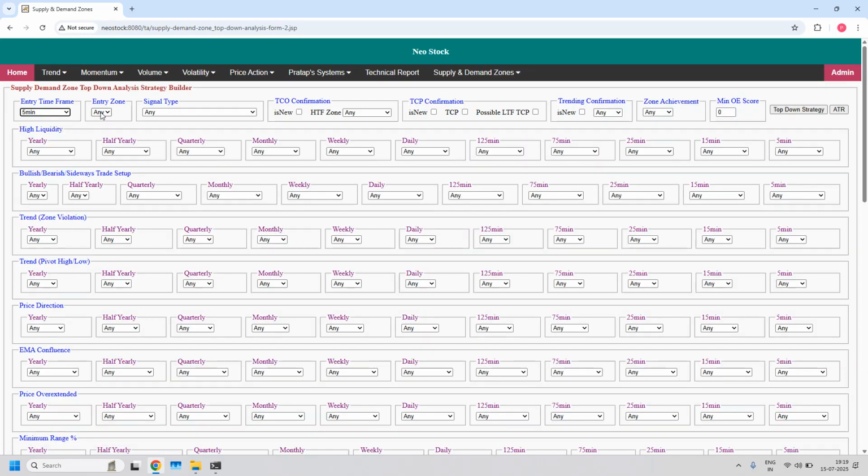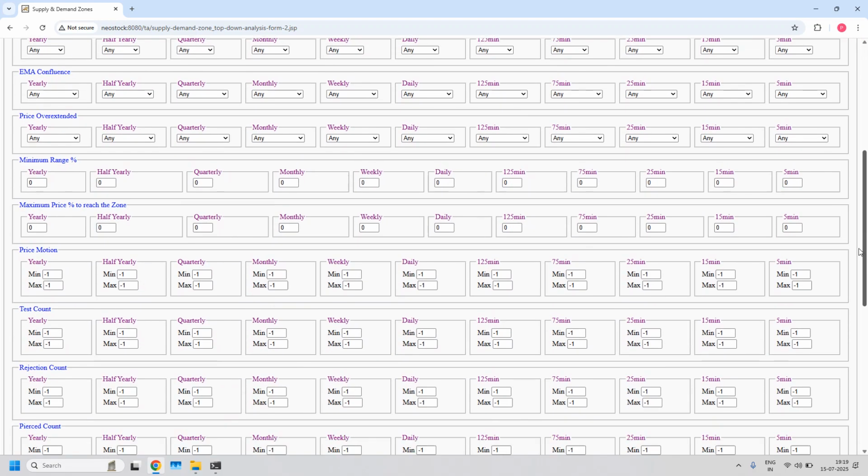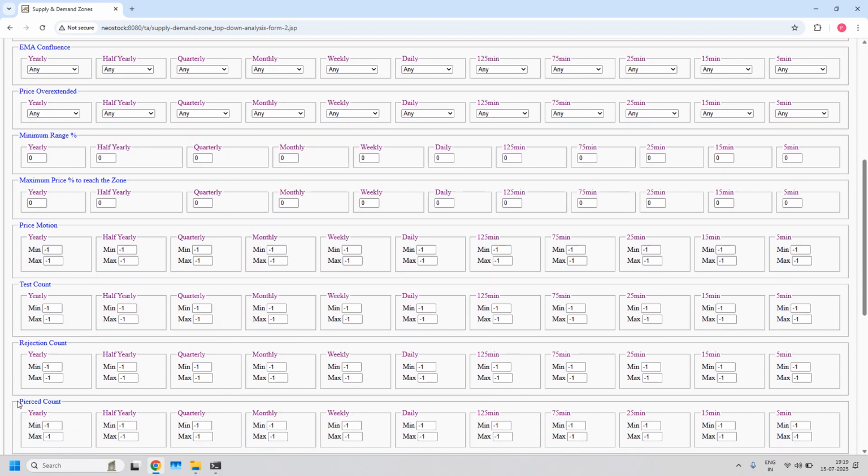Entry time frame 5 minutes, entry zone supply zone, bullish or bearish or sideways. At 5 minutes I am selecting bearish. Zone achievement violated opposing zone, minimum odd enhancer score 12, and also the 5 minute supply zone should not be pierced. So in the pierced count parameter at 5 minutes time frame, I'm setting minimum value 0, maximum value 0.